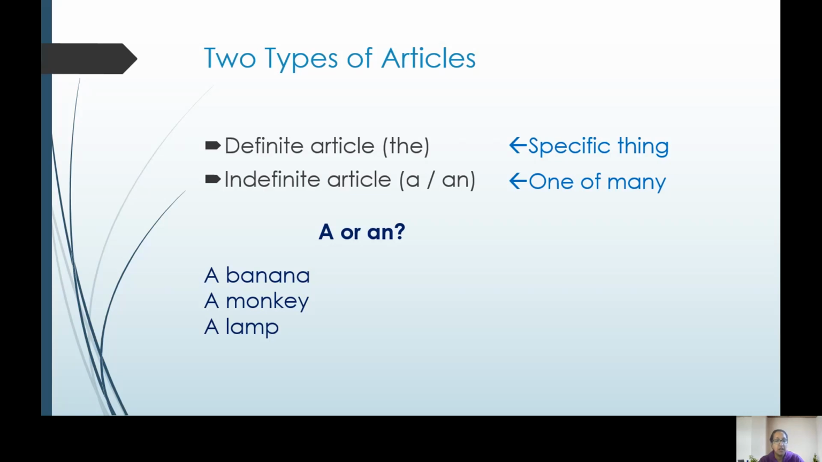A banana, a monkey, a lamp. These three words begin with a consonant, B, M, L. Whereas these three begin with a vowel: an orange, O, an elephant, E, an iron, I.